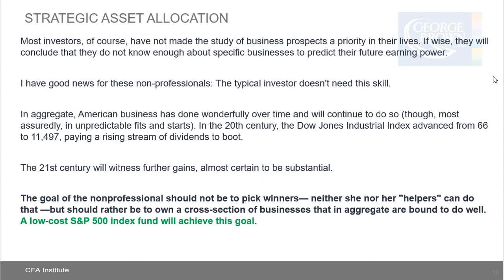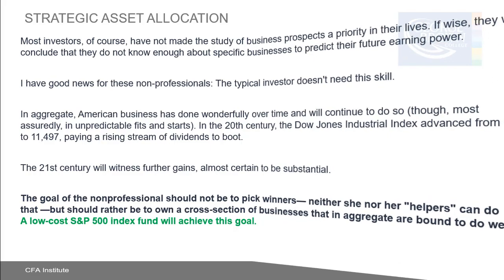We've seen that, trends in the market, the volatility. In the 20th century, the Dow Jones Industrial Average has advanced from 66 to 11,497, paying a rising stream of dividends to boot. The 21st century will witness further gains, almost certain to be substantial. So I put this here in bold. The goal of the non-professional should not be to pick winners. Neither she nor her helpers can do that, but should rather be to own a cross-section of businesses that in aggregate are bound to do well. A low-cost S&P 500 index fund will achieve this goal.